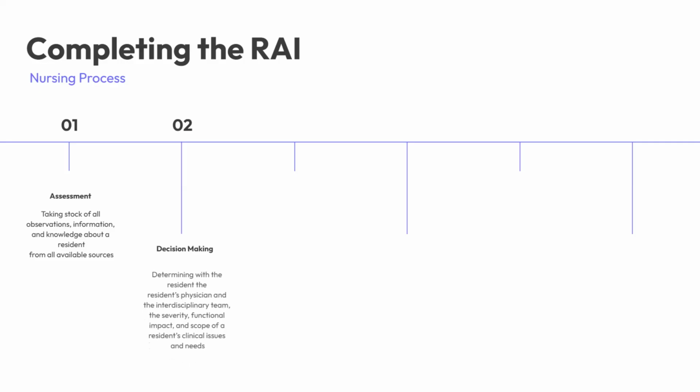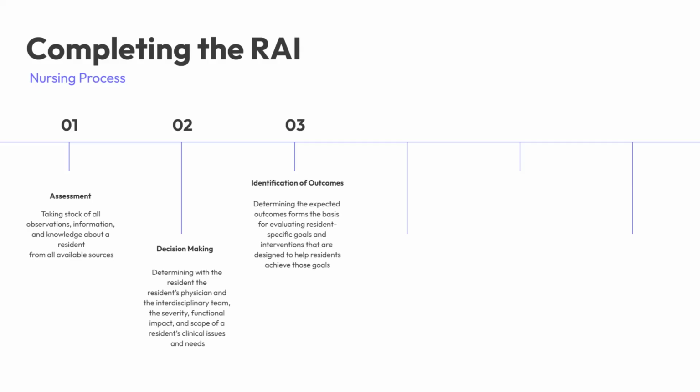Decision-making, determining with the resident or resident's family, guardian, or other legally authorized representative, the resident's physician, and the interdisciplinary team, the severity, functional impact, and scope of a resident's clinical issues and needs. Identification of outcomes, determining the expected outcomes forms the basis for evaluating resident-specific goals and interventions that are designed to help residents achieve those goals.